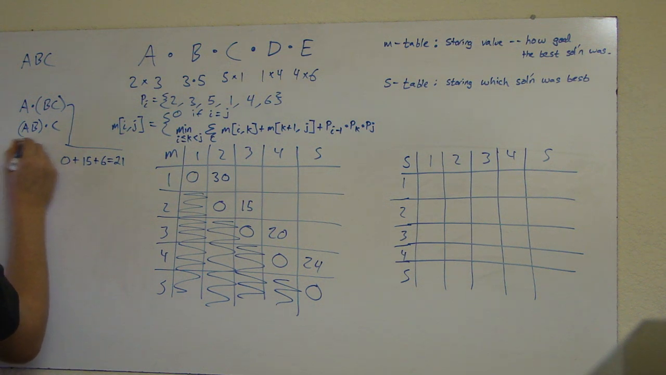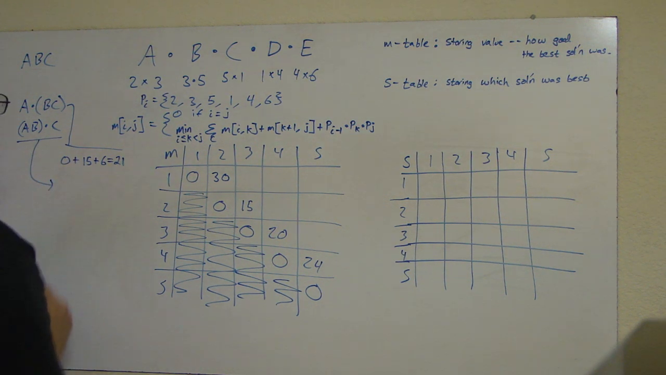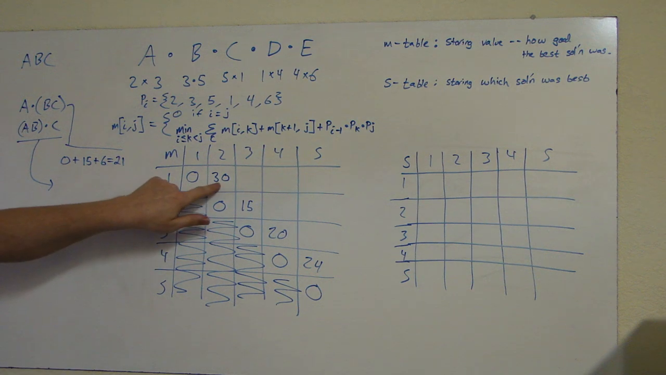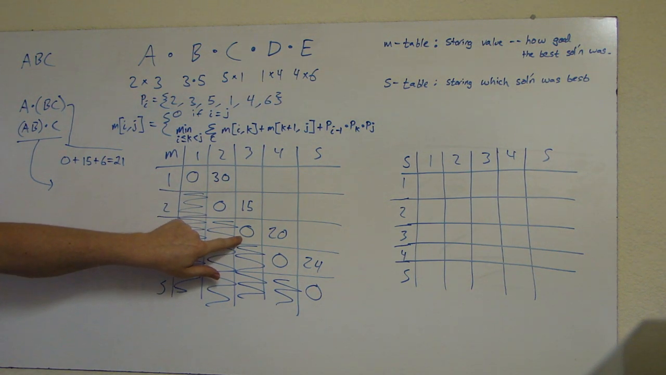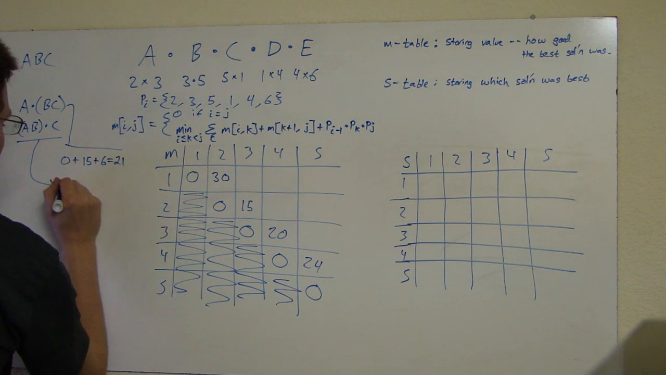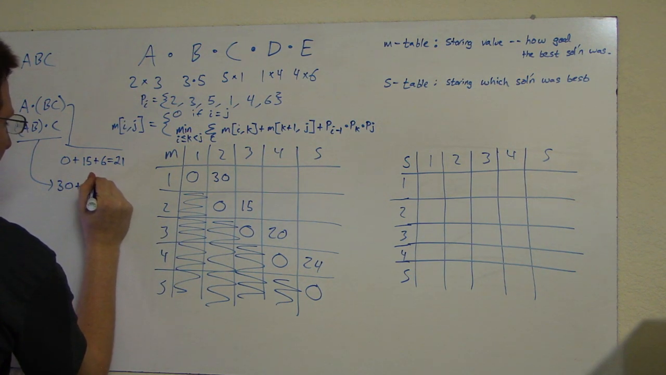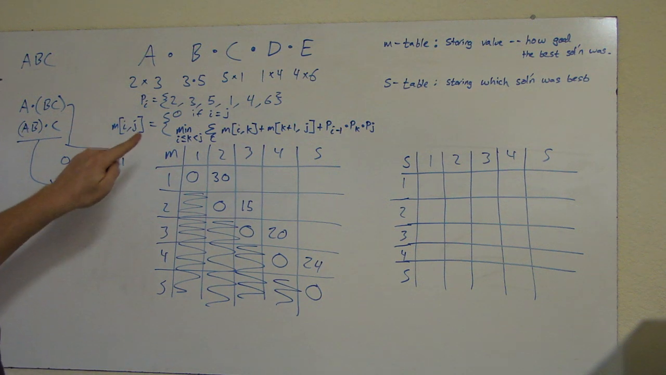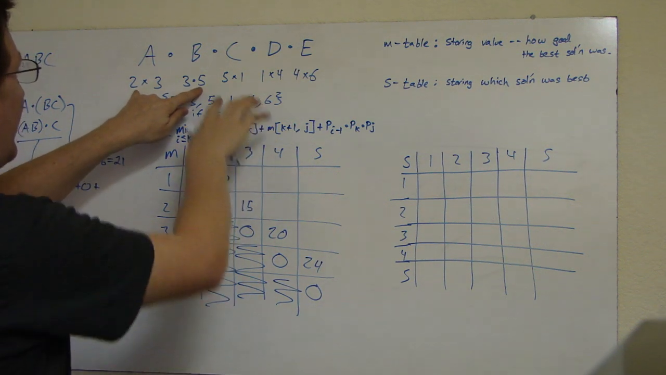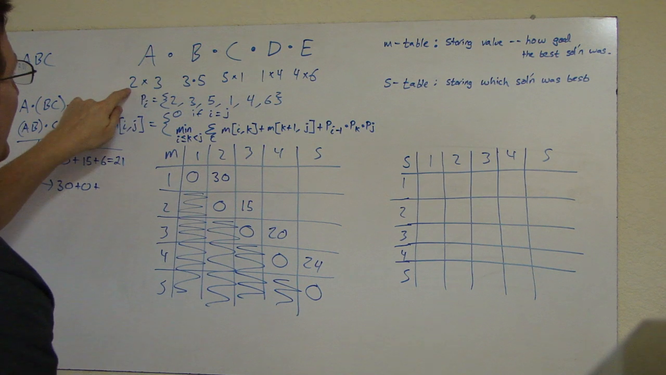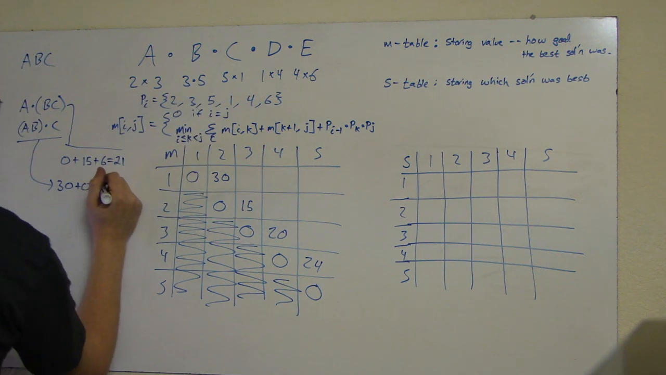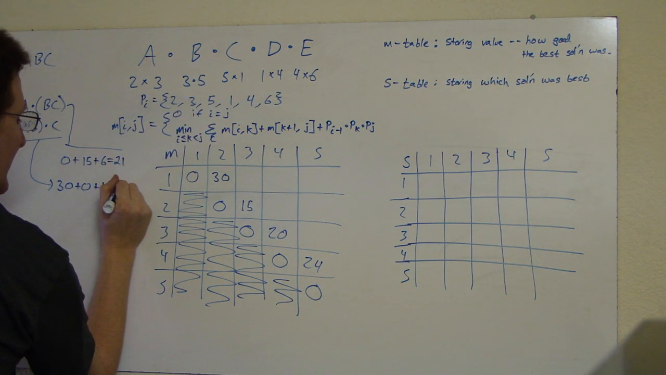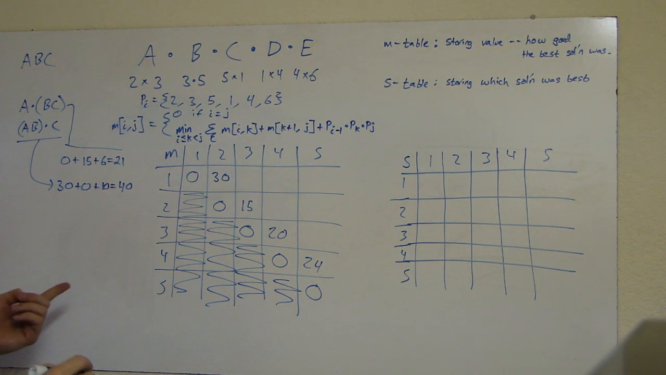If we do it the other way, doing AB first, that took us 30 multiplications to get AB, 0 multiplications for C, and then to merge AB with C, it's a 2 by 5 and a 5 by 1, so 2 times 5 times 1 is 10, and that gives us a total of 40 multiplications necessary to do it in this order, and only 21 to do it in this order.